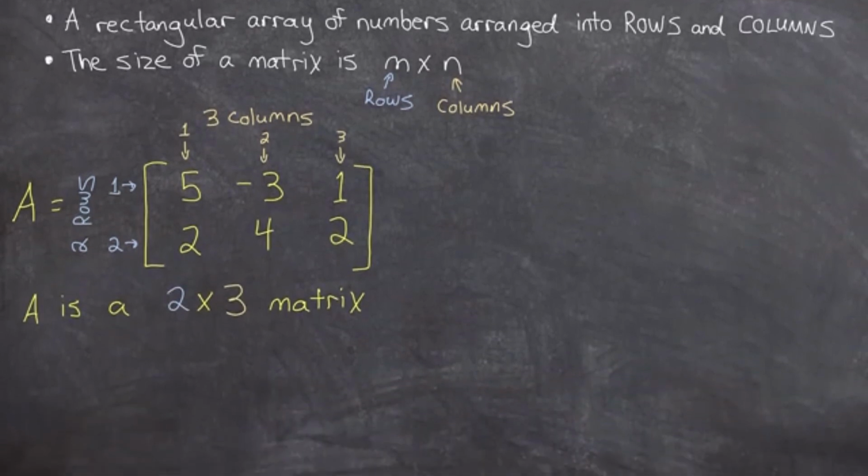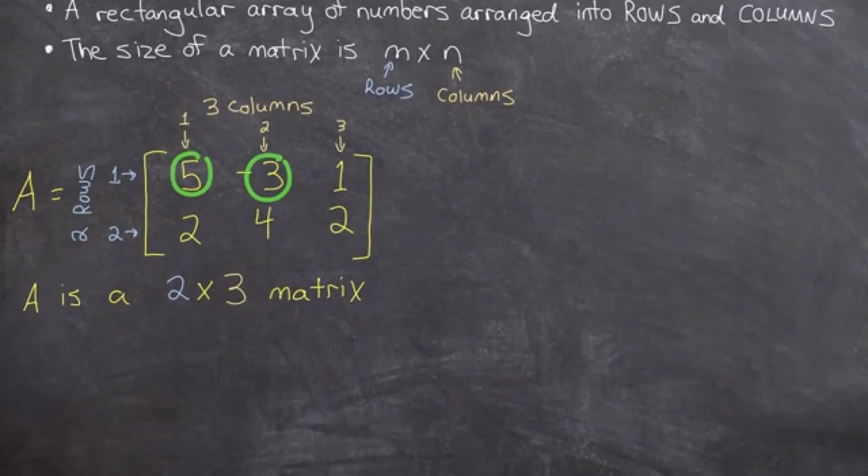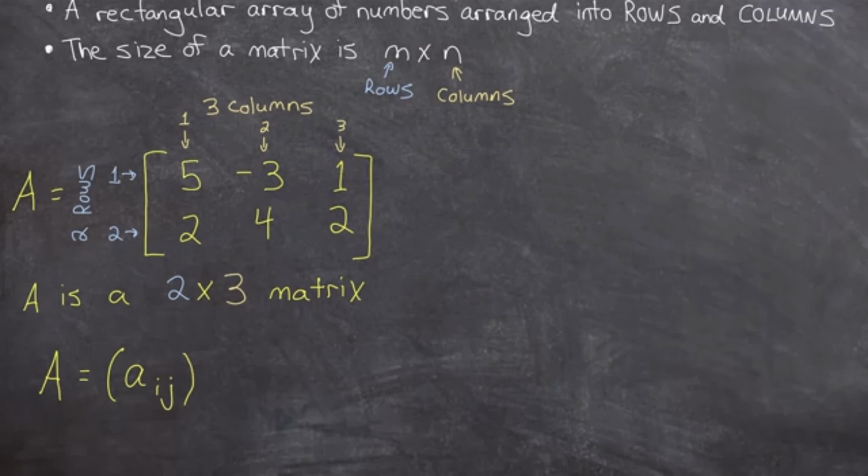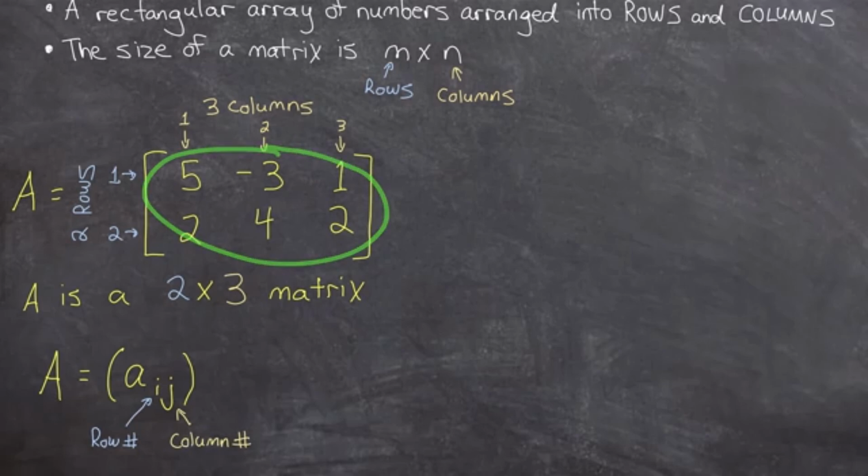Now for this matrix A, there are 6 elements, and all 6 elements have a unique position within the matrix. The position of all of the elements that make up matrix A could be defined based on their row and column indices, i and j, where the index i states what row number the element is in, and the index j states what column number it's in. So all 6 of these elements have a unique position that can be defined using this notation.